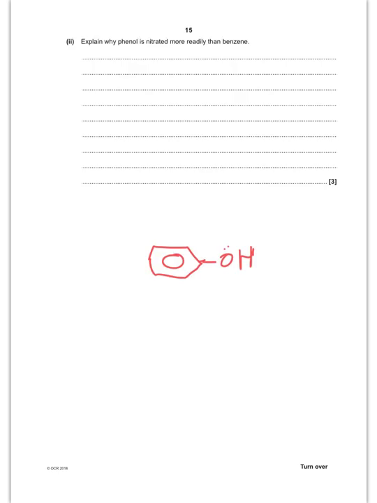So why does phenol react more readily than benzene? Well, key things. The oxygen atom has a lone pair of electrons. This lone pair of electrons can be donated into the benzene ring. This increases the electron density of the benzene ring and makes phenol more susceptible to electrophilic attack.